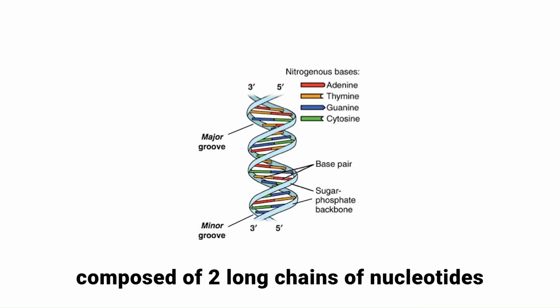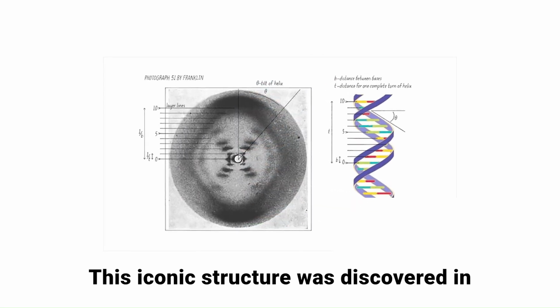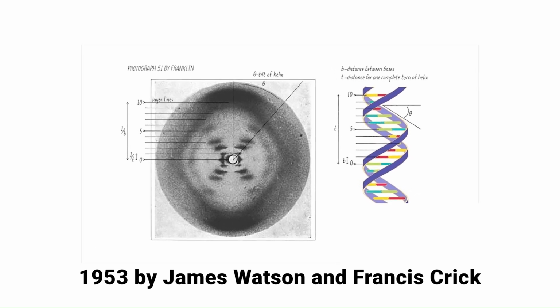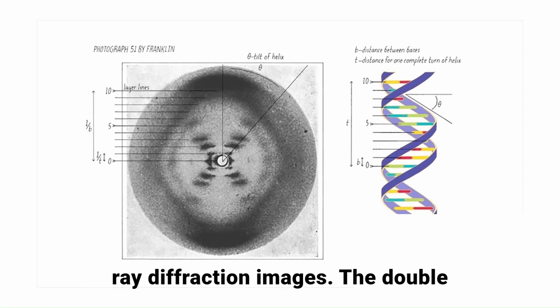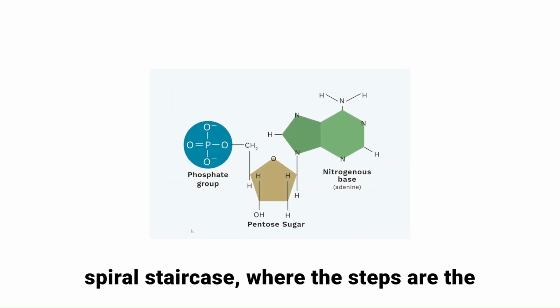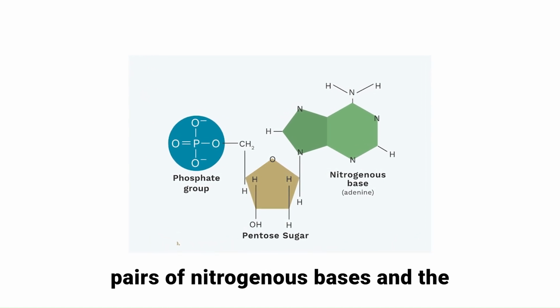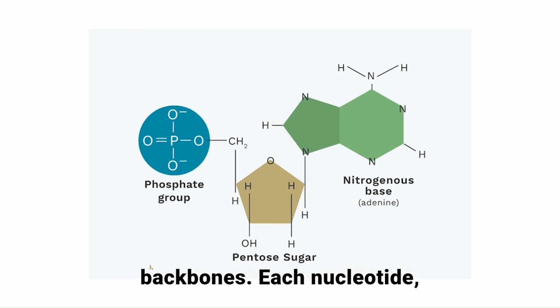It is composed of two long chains of nucleotides twisted into a double helix shape. This iconic structure was discovered in 1953 by James Watson and Francis Crick, with the help of Rosalind Franklin's X-ray diffraction images. The double helix structure is often compared to a spiral staircase, where the steps are the pairs of nitrogenous bases, and the handrails are the sugar-phosphate backbones.